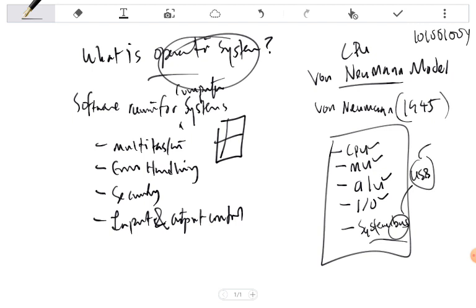Then you have the control unit. The control unit is part of the CPU and makes sure that all the other parts of the computer perform their correct task at the correct time. You can just say that it is used for coordination.